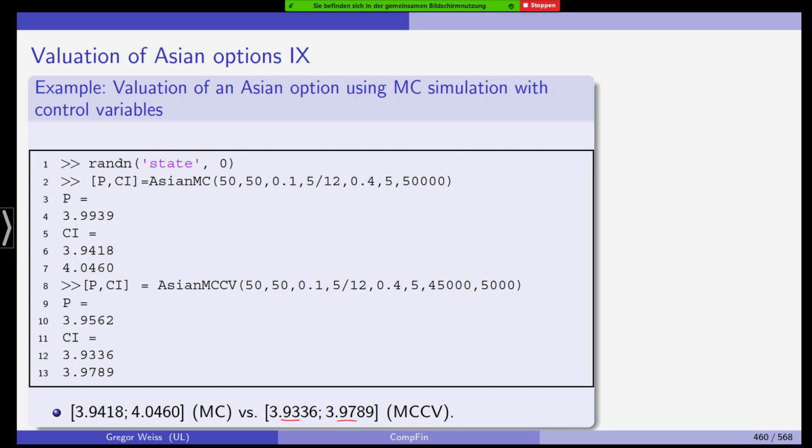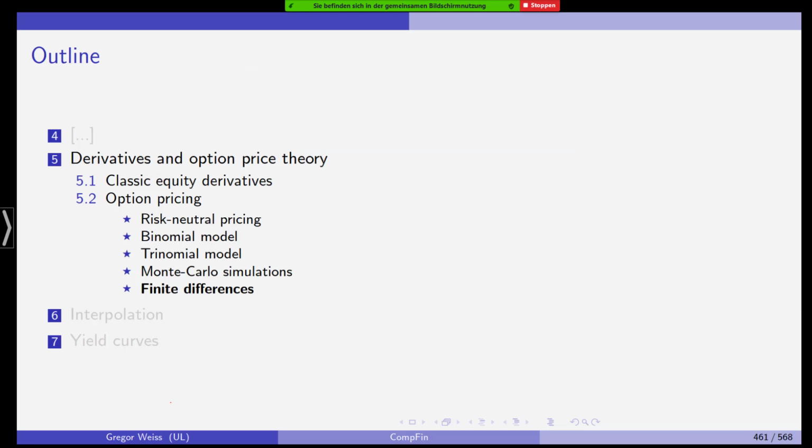So yes, actually here you can see the confidence interval becomes smaller. Not too much, but it becomes smaller, and you can obviously also use additional control variables. And the higher the correlation between X and Y, the higher the reduction in the variance will be.